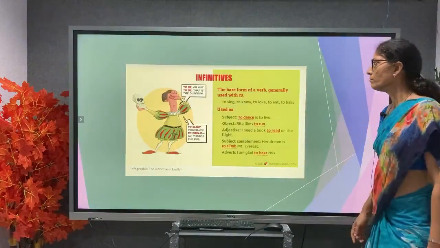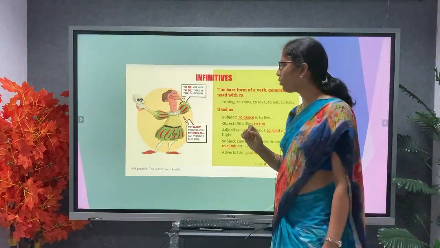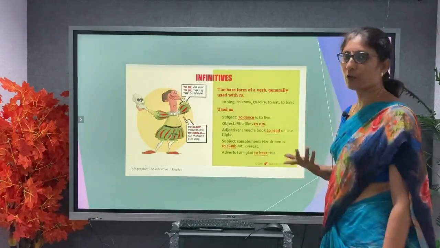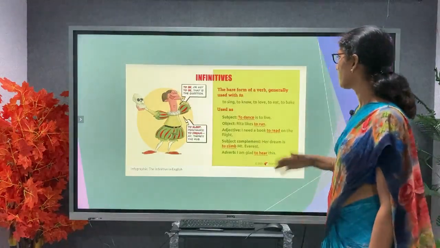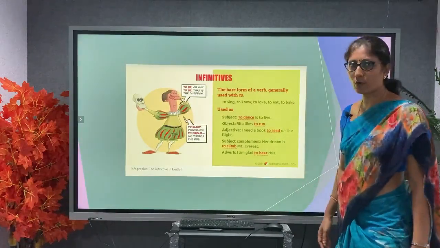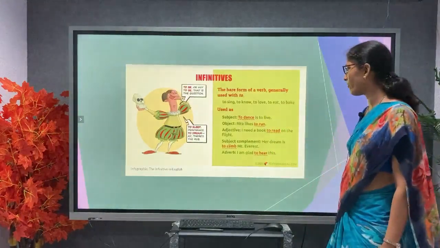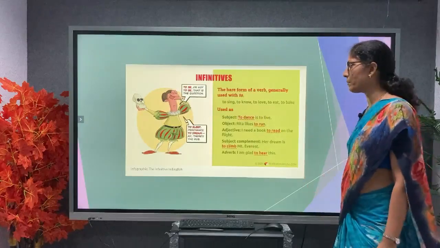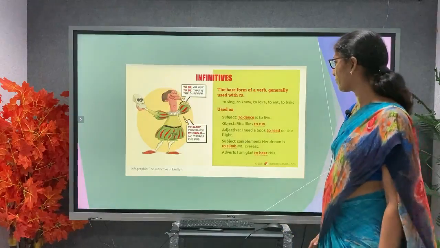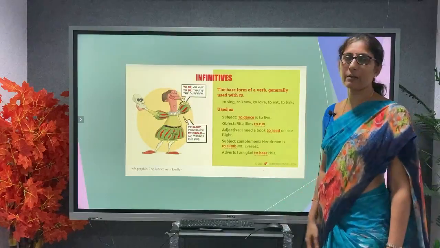Infinitive means the base form of the verb and it is used with to plus the infinitive form. To be or not to be, the real question. So the bare form of a verb is generally used with to. I want to sing, I want to know, the man wants to go. It is used with to plus the bare form of the verb. It can be used as a subject, as an object, or as an adjective.